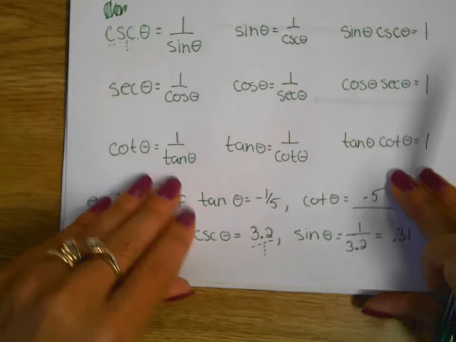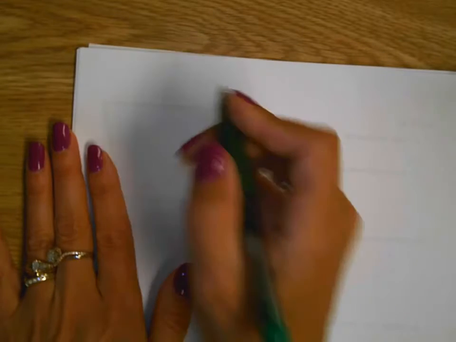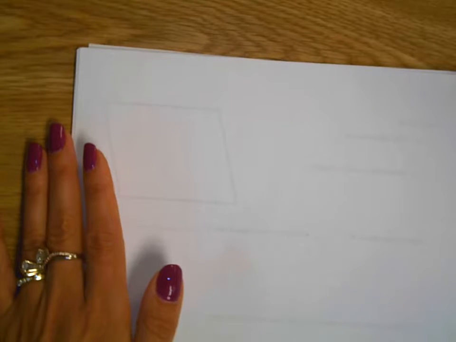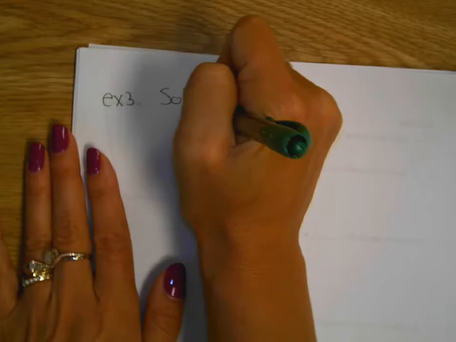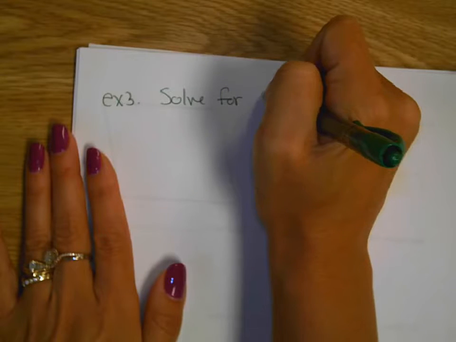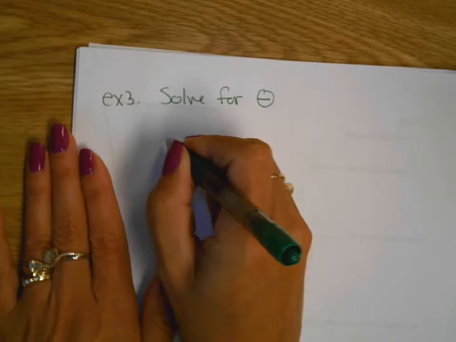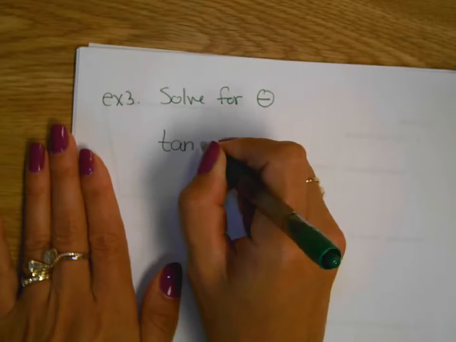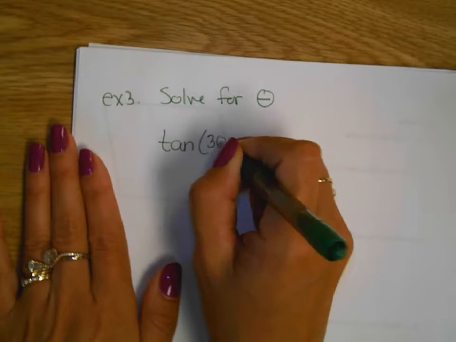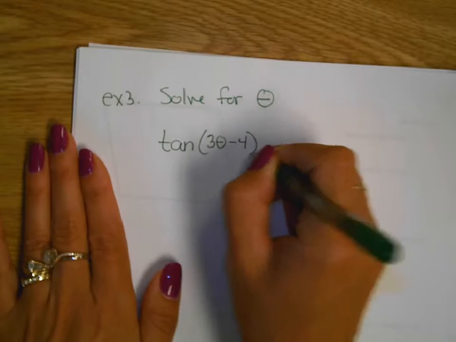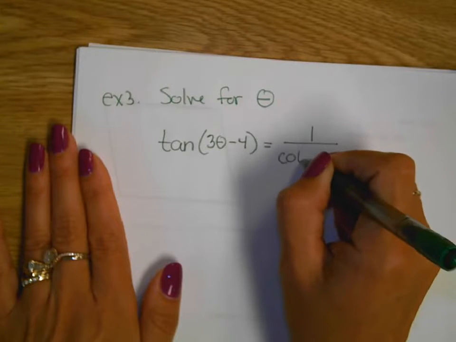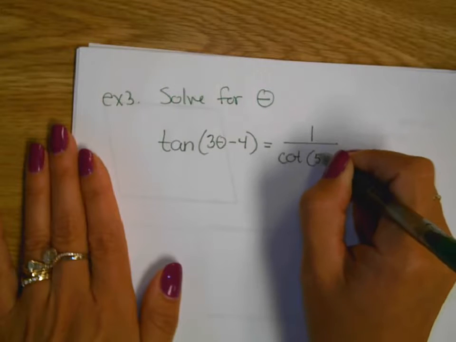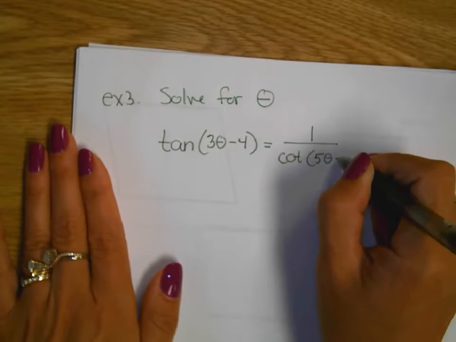Here's where some confusion comes in. Do I have this one here? Solve for theta. And here's what I know. The tangent of 3 theta minus 4 is equal to 1 over the cotangent of 5 theta minus 8.